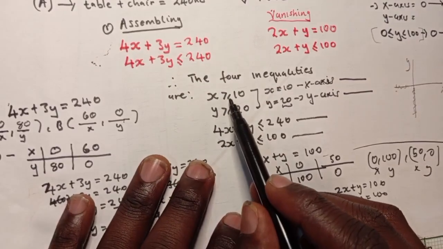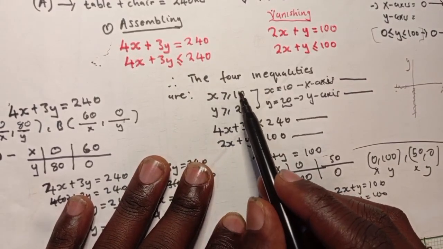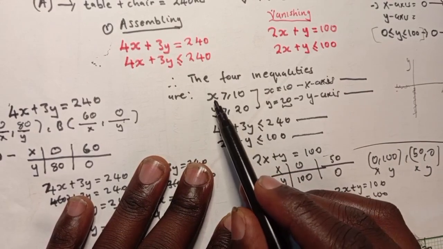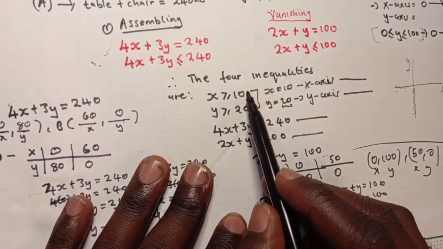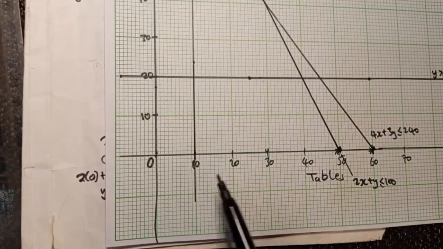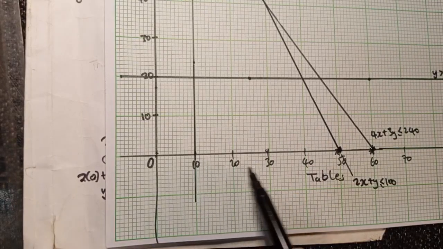So this first inequality says shade all the numbers that are greater than 10 on the x-axis. That is what the inequality is saying. X should be greater than 10. So the inequality is saying that shade all the numbers that are greater than 10. So we go here. 10 is here on the x-axis. So all the numbers that are greater than 10 are here.